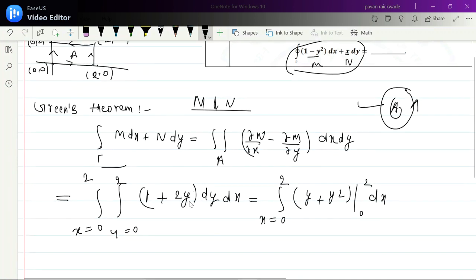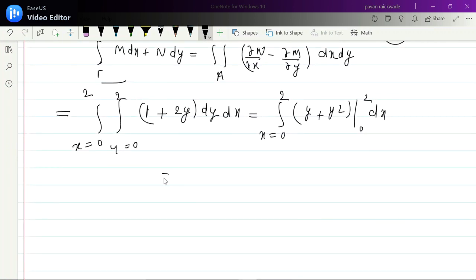which is equal to, with respect to x, just 2 times the value, so it is 2 plus 2 squared, which is 4, so 4 plus 2 is 6, 6 times 2 is 12. So the answer is 12.